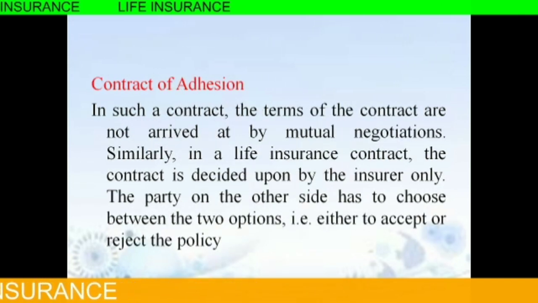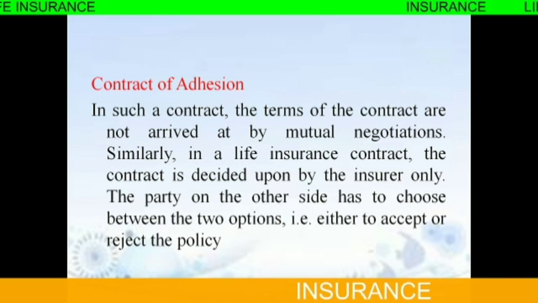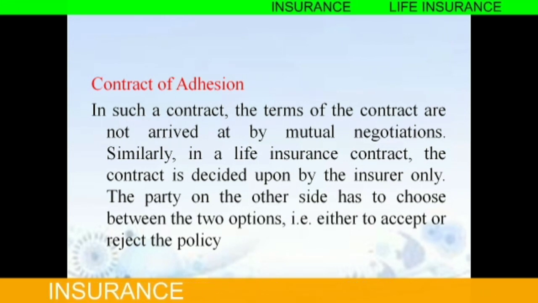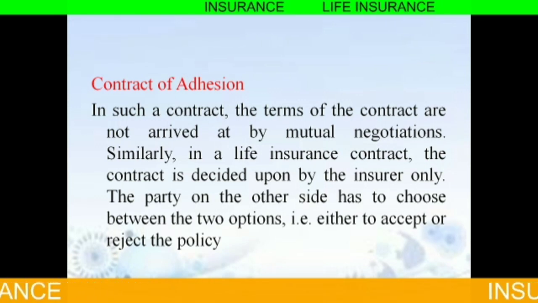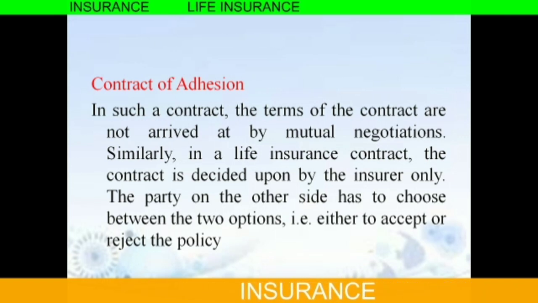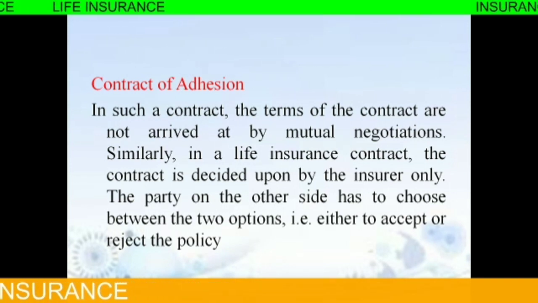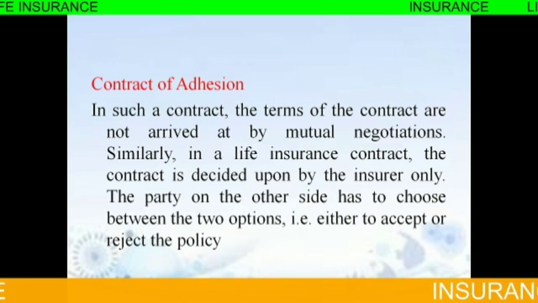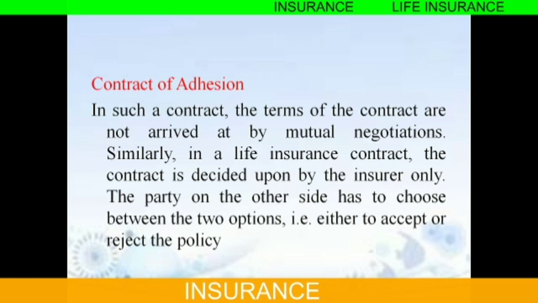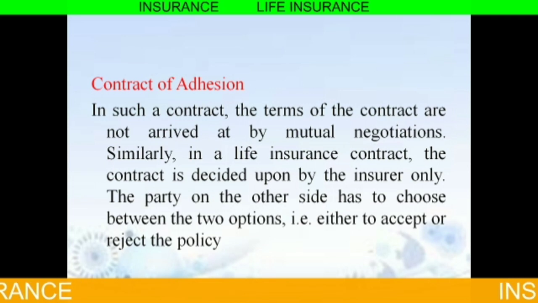And the next one is a contract of adhesion. In such a contract, the terms of the contract are not arrived at by mutual negotiation. Similarly, in a life insurance contract, the contract is decided upon by the insurer only. So the insurer is deciding that particular contract. The party on the other side has to choose between two options: they can either accept or reject that particular policy.